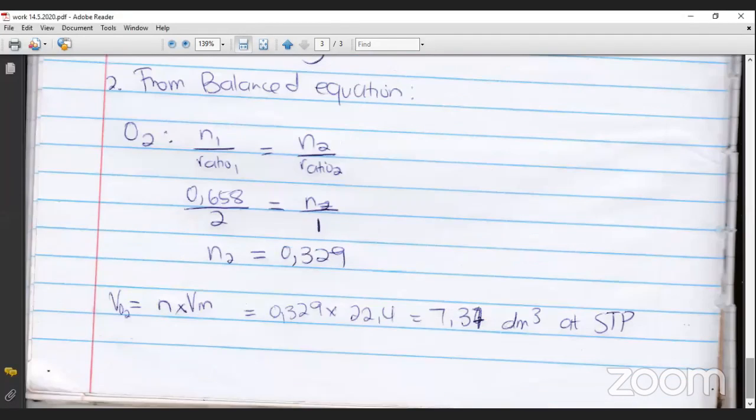Okay. So now we're doing number 2. From the balanced equation, it's going to be O2. We're working from a continuation of a problem.